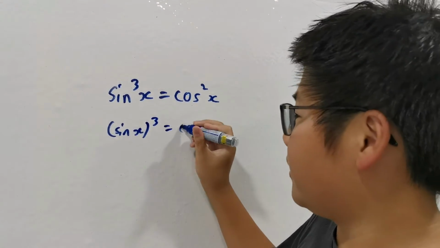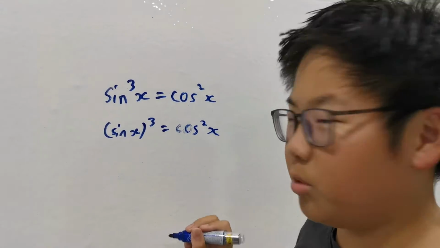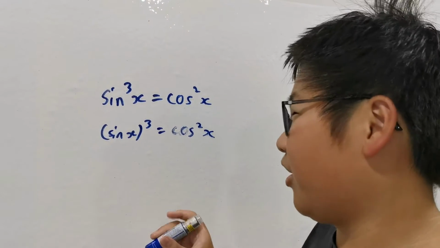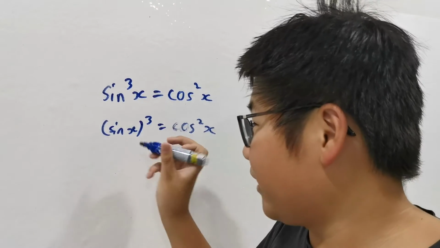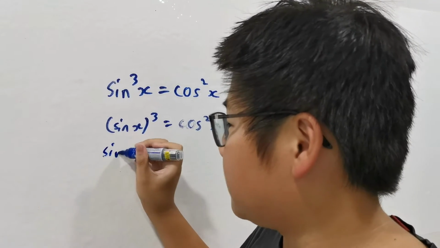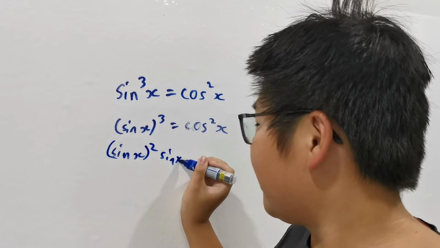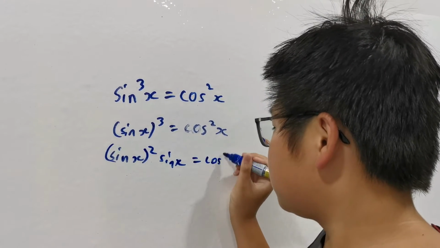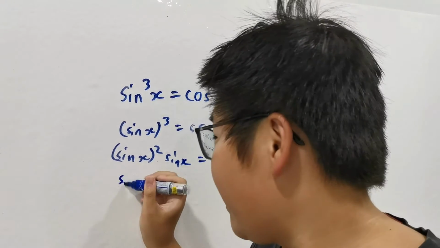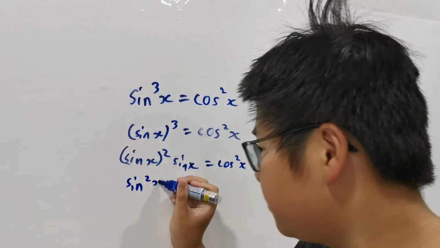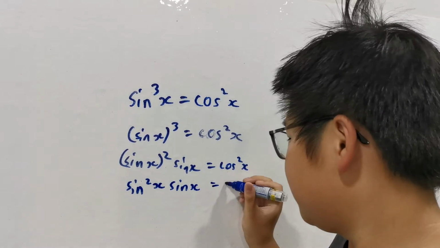Let's draw cos squared here for completeness. Whoops, it almost went out of ink, but don't worry, it's got enough ink for us to do this question. Sine x cubed can be split into sine x squared times sine x equals cos squared x. Sine x squared can be written like this.